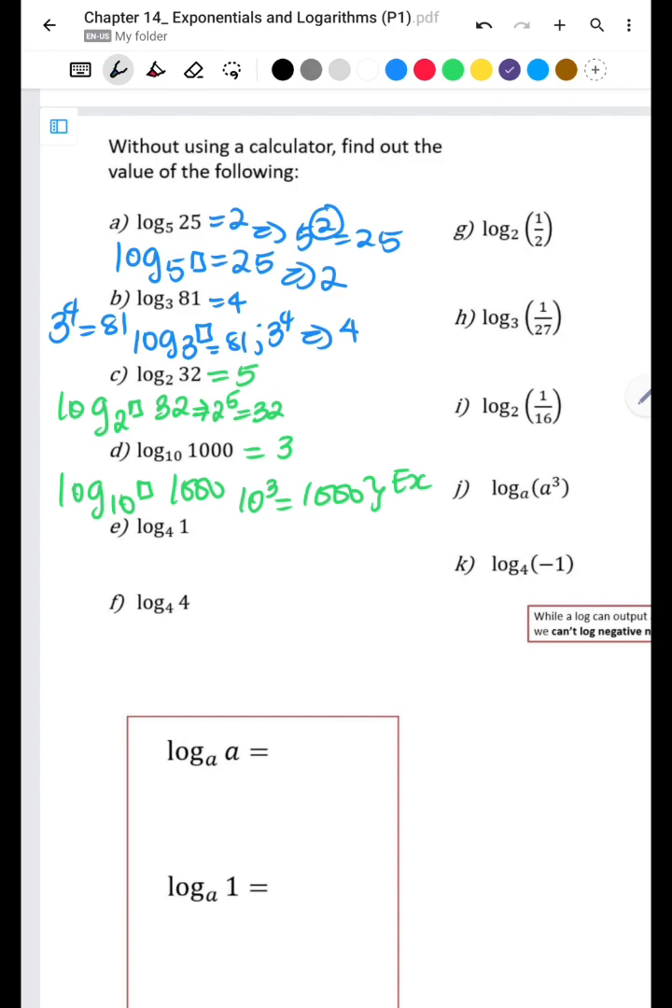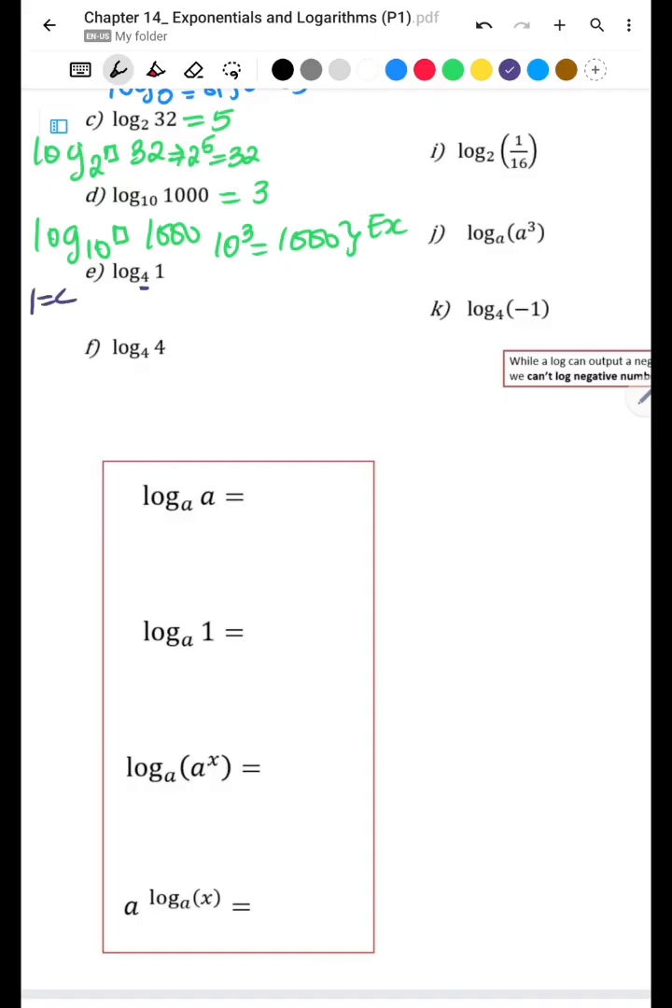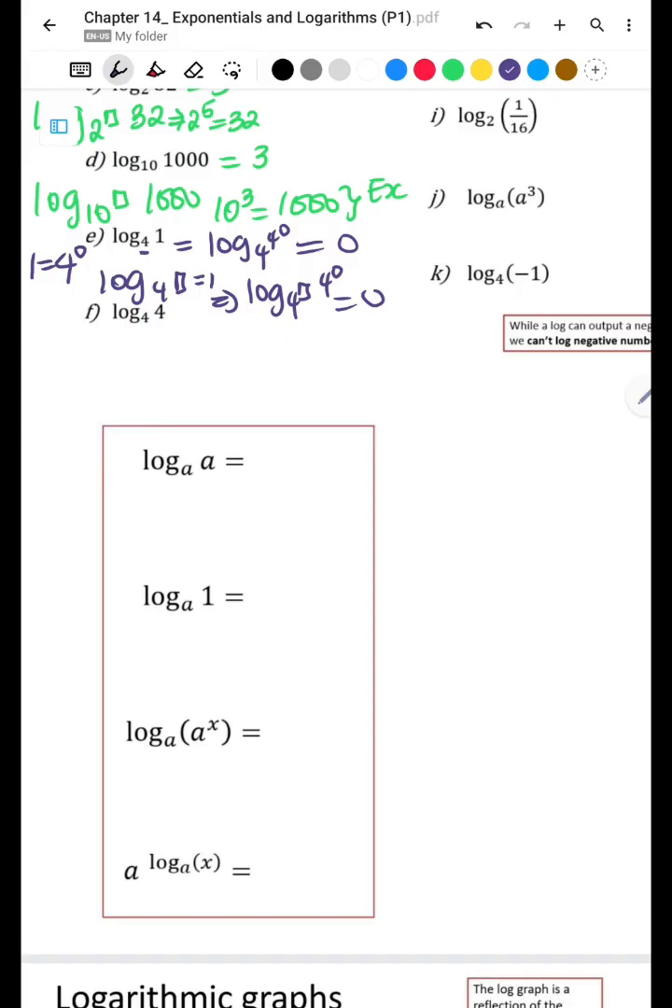Now for this bit where we have 1, we know any value to the power of 0 is equal to 1. Because I have a base 4, I can alter the question so that 1 is equal to 4 to the power of 0. So this is log base 4 of 4 to the power of 0, which means 4 to the power of what will give me 4 to the power of 0, and that is 0. So my answer here is 0. There is even a shortcut method for this, and we'll be going through that in the logarithm laws.